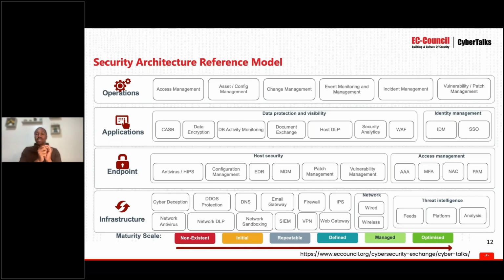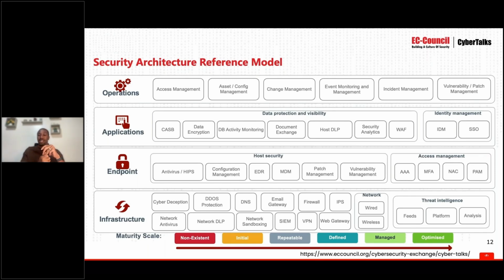But if you look at all of these, are these in a non-existent stage, or the initial or repeatable stage where there is some level of work being done on them? If in a defined state, for example, then you're a little bit mature. You have processes, you have ways of being able to automate some of those details, and you have written them down and tried them out.